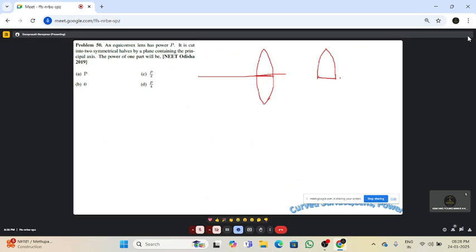The power of one part will be, we have talked about this many times. If we cut it in half like this, the focal length will remain exactly the same. What was here will be the same here. Only the amount of light will be less, so the intensity and brightness will be less, but the focal length will be at the same location. So if focal length is the same, if F is the same, power should also be the same. Because I know that power is 1 by F. So I think I'm going to go with that. Okay, that's an easy one.